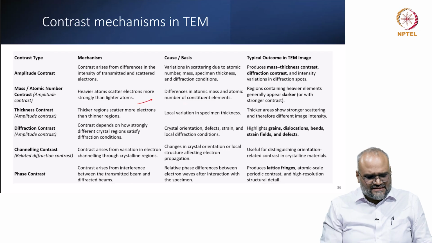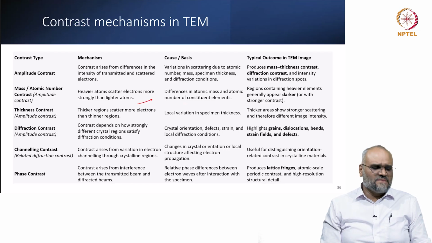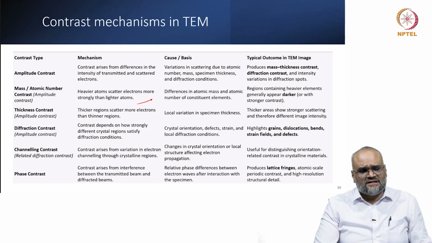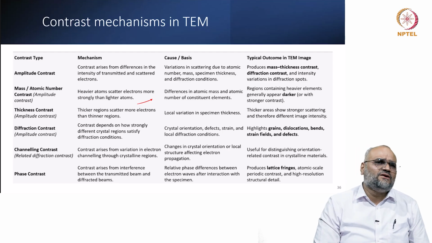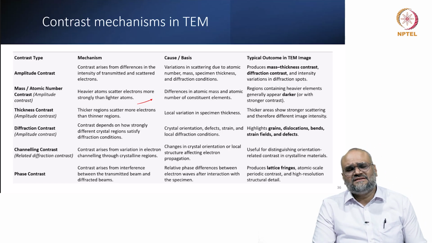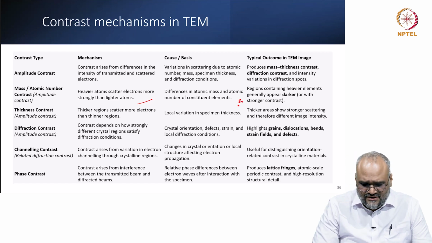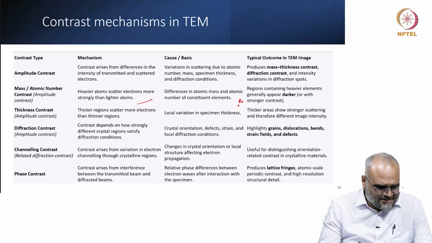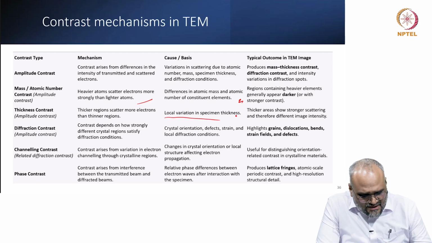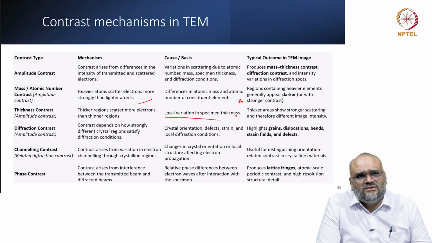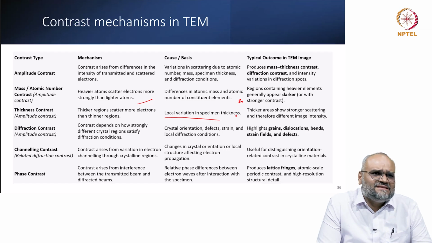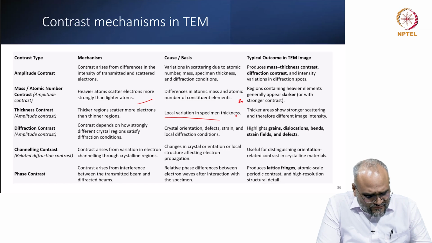So heavier atoms scatter electrons more strongly. We introduced the concepts of the Rutherford scattering experiment, and also defined the scattering cross section, which is the probability of a successful scattering event. The differences in atomic mass and atomic numbers of the constituent elements give you the atomic number contrast. The same thing applies in thickness contrast. Thicker regions tend to scatter more than the thinner regions, and this gives you a variation in the intensity of the specimen that you are imaging.